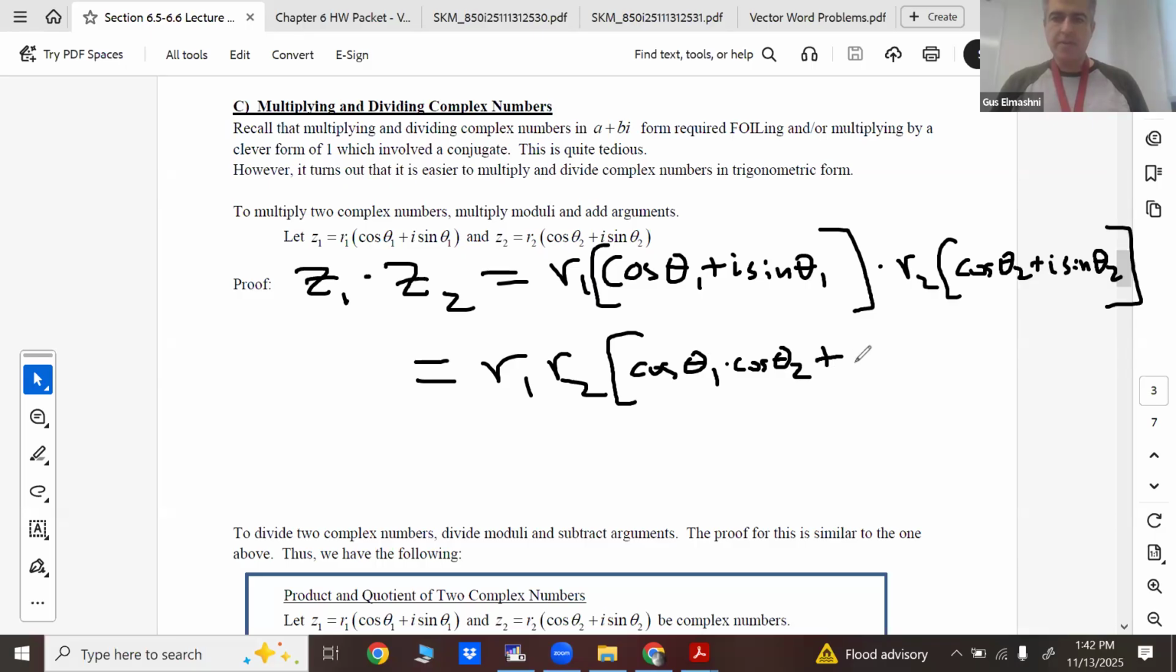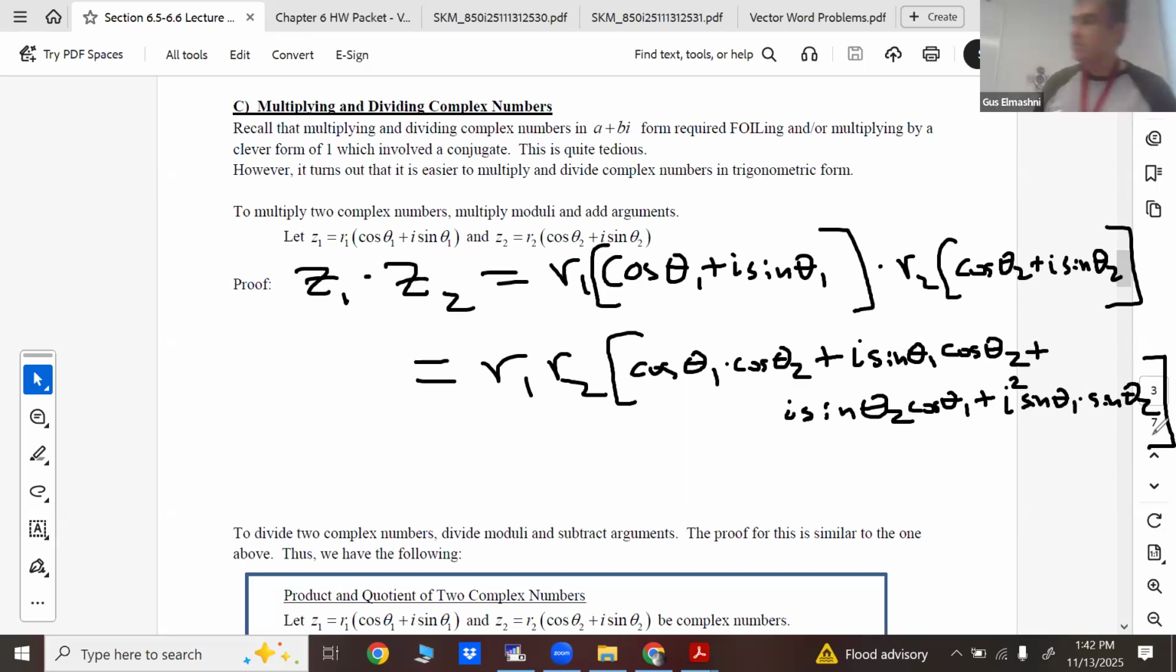plus i sine theta 1 with cosine theta 2 plus i sine theta 2 with cosine theta 1 plus i squared sine theta 1 times sine theta 2. Okay, I'll take a little break so you guys can jot that down.